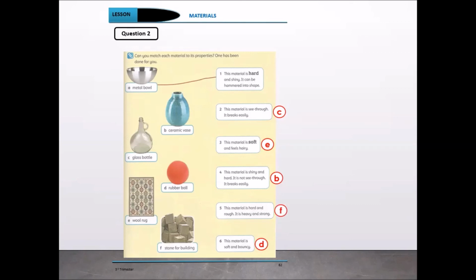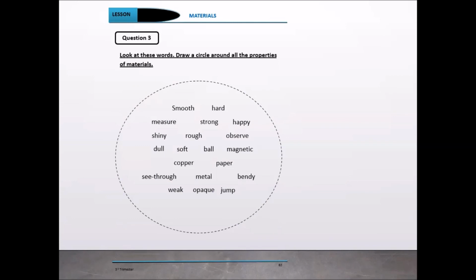Okay, this is the last page. It will be also homework. So you're having homework page 60 and 63. What are you going to do in this page? Here you are having a lot of words. You are going to circle the properties of the materials. You will see each word and you will see if it is from the properties of the materials or not. Of course, if you find the property and its opposite one, you will circle both of them.